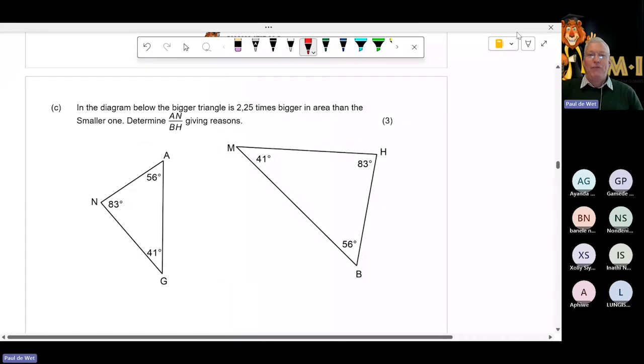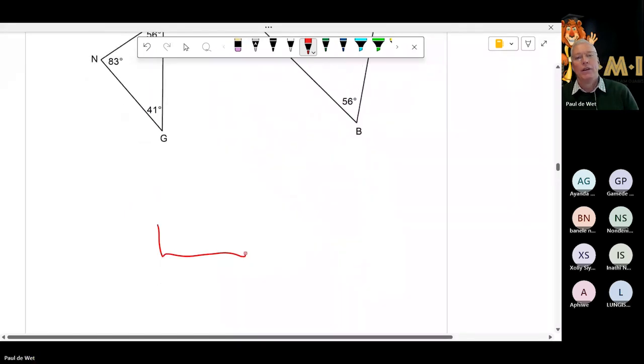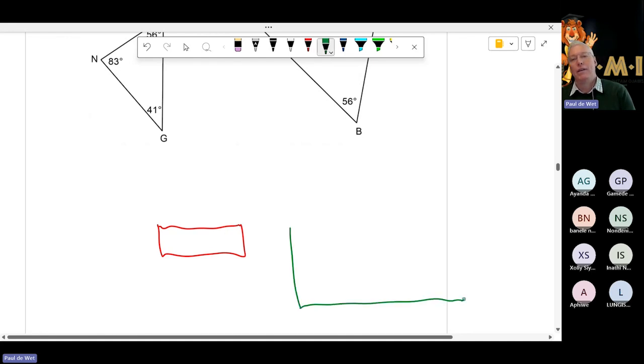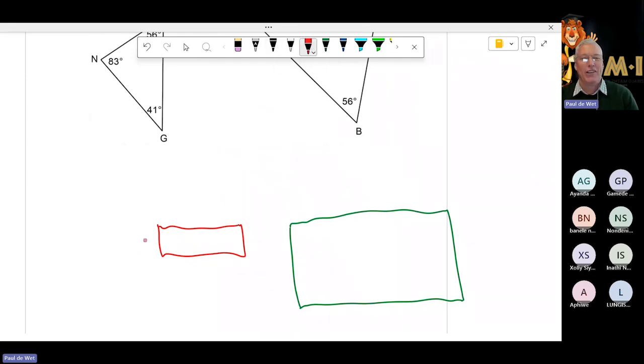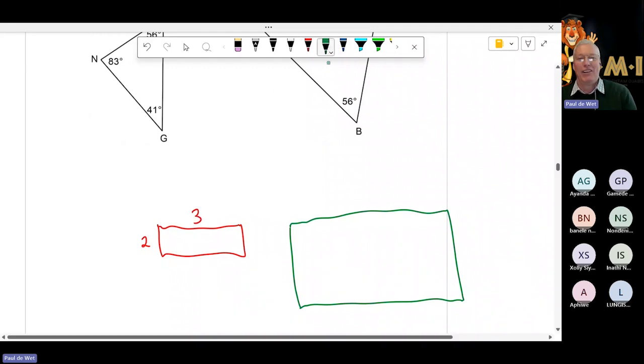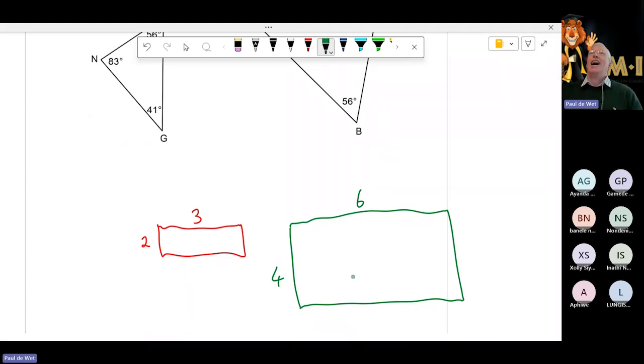If I've got these two rectangles, a red one and a green one, I'm going to ask you to shout out the answer. How many times bigger is the green one than the red one? Shout out the answer. You all got it wrong. All of you got it wrong.